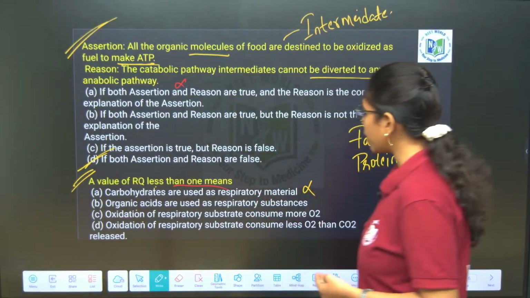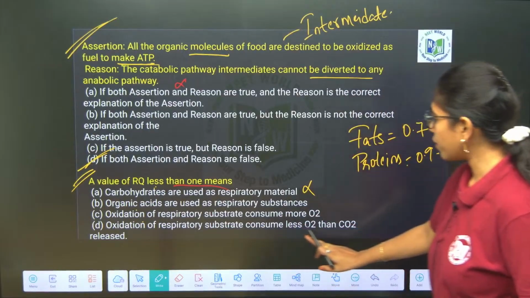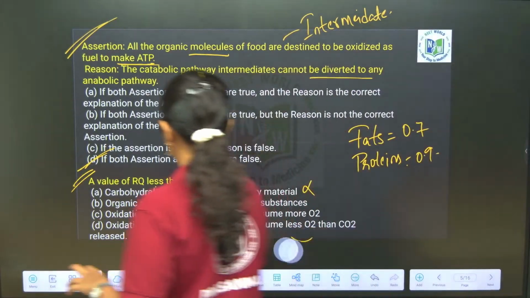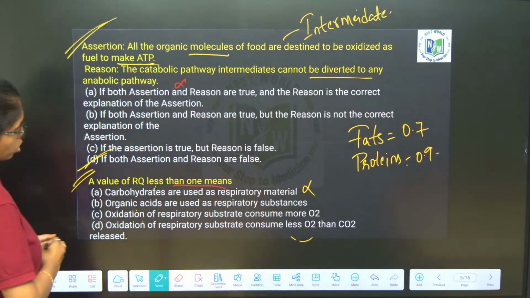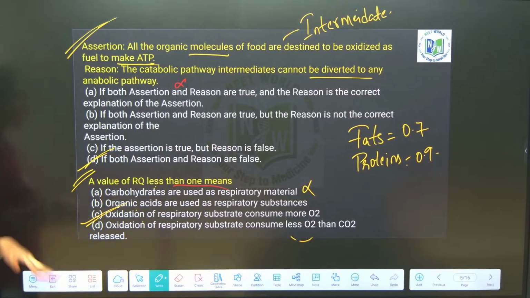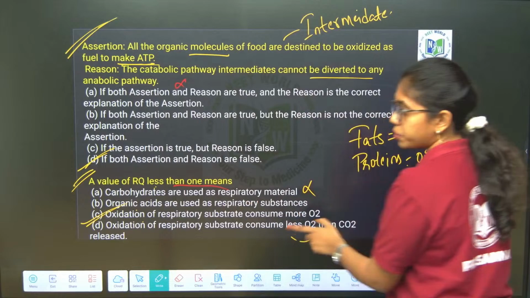Oxidation of respiratory substrates consumes more oxygen. Oxidation of respiratory substrates consumes less oxygen than the carbon dioxide released. So here the right option is option C, oxidation of respiratory substrate that consumes more oxygen. Okay, so here the option is C.